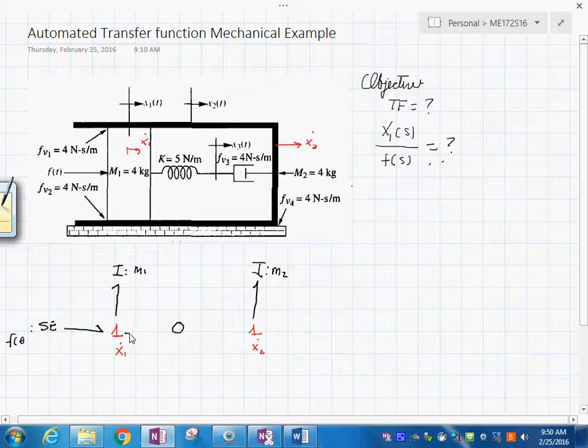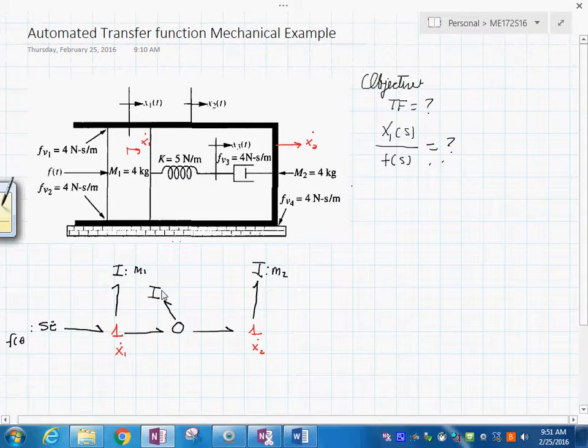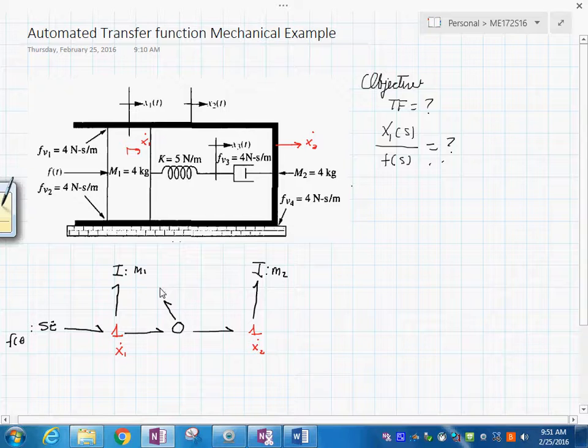So this should be the I element over here, like this. Not the I element, this is a C element, excuse me. This is the C element. So, which is the spring here with value 1 over K. And then this other one would be the R element with value FB sub 3.